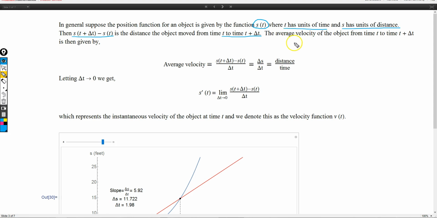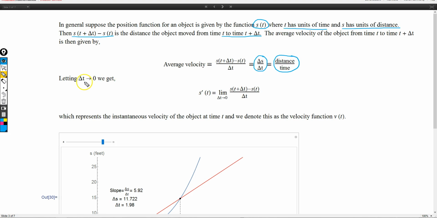The average velocity of the object is then going to be given by the distance that it has traveled divided by the time that it took, or just s of t plus delta t minus s of t divided by delta t. That's going to be your average velocity. This is also denoted by the change in s over the change in time, and that is all distance divided by time.